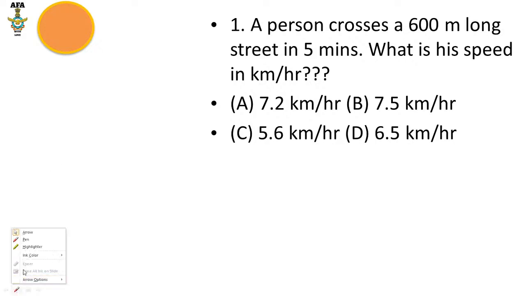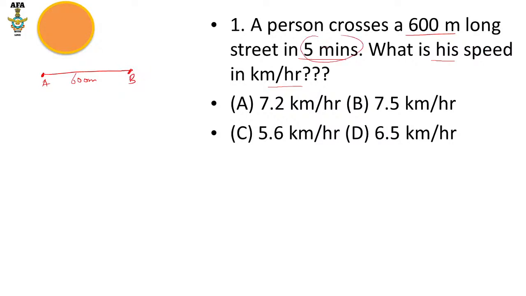Okay, thank you. Now try to solve this question. This is a very basic question. A person crosses a 600-meter long street in 5 minutes. What is his speed in kilometer per hour? So how to solve this question, guys? Suppose there is one street. This is a street. This distance is 600 meter. ये street है AB. So person crosses in 5 minutes. What is the speed in kilometer per hour?